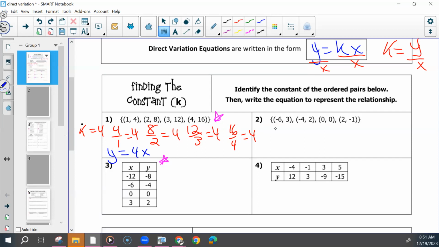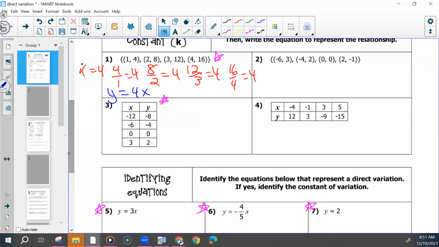All right, let's do one in the table, number 3. Same thing, divide your y's by x's, so negative 8 over negative 12, negative 4 over negative 6. We'll come back to the 0 over 0, and then 2 divided by 3. When you put that into the calculator, if you're using that, make sure you're putting it in fraction form, so alpha y equals.